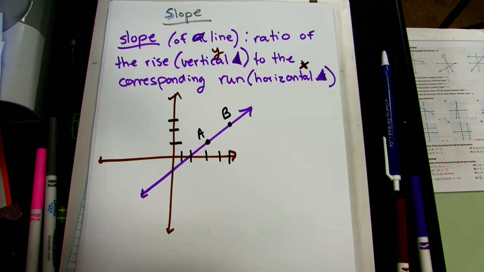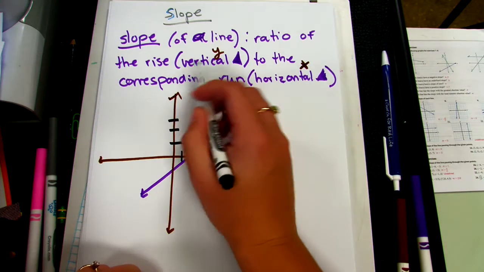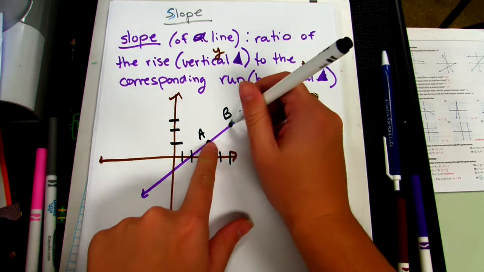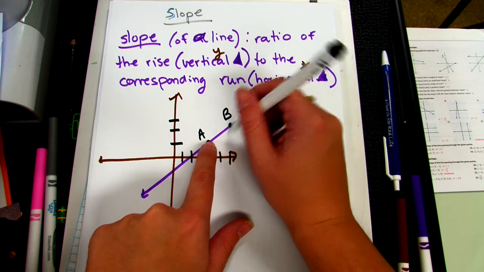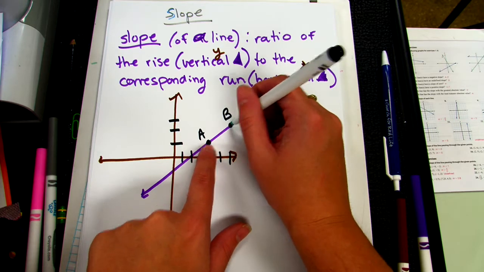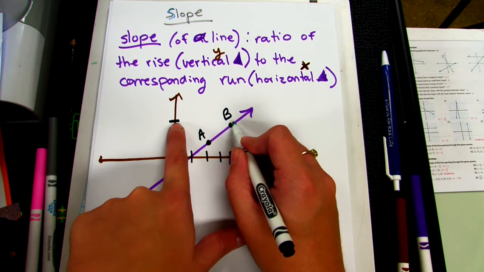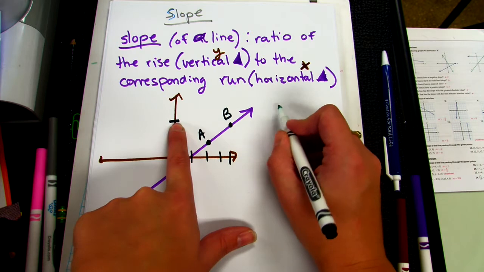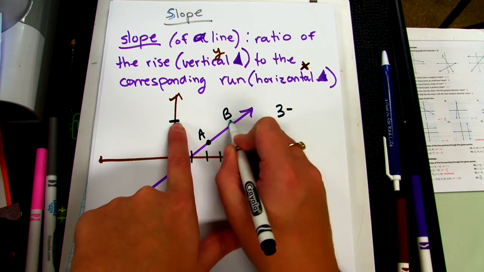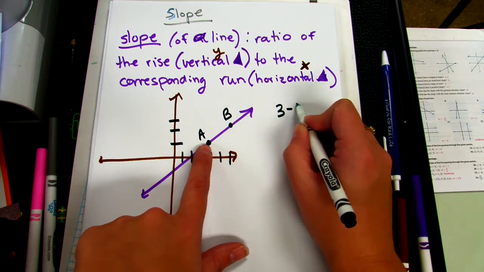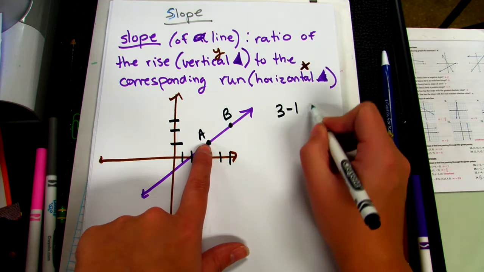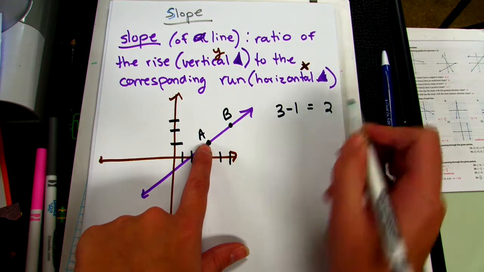So the first change we want to look at is the rise, or the vertical change. What is the difference, the change, between A and B vertically? Right now B is at 3, and we want the difference between B and A, which is at 1. So the difference between them would be 2.